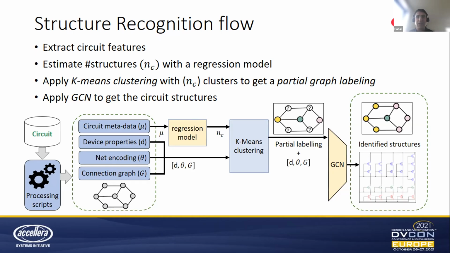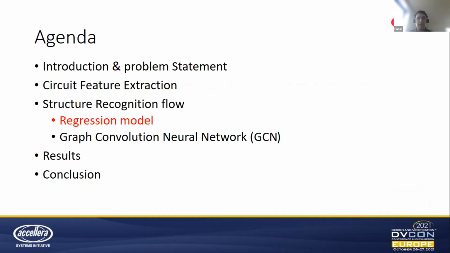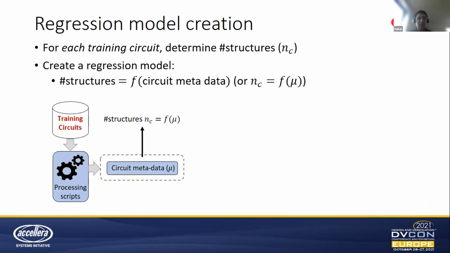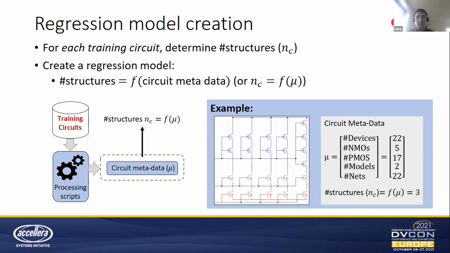We can then overlay this information on a schematic with a nice GUI for the user to review the results or even edit them. So this is the overall flow. I'll just concentrate on 2 items. The regression model, this is pretty basic. We take the metadata. We have a nonlinear regression function that should give us an estimate for the number of structures in the circuit. This is an example. I think this was a DAC trim circuit. The number of structures should be 3.